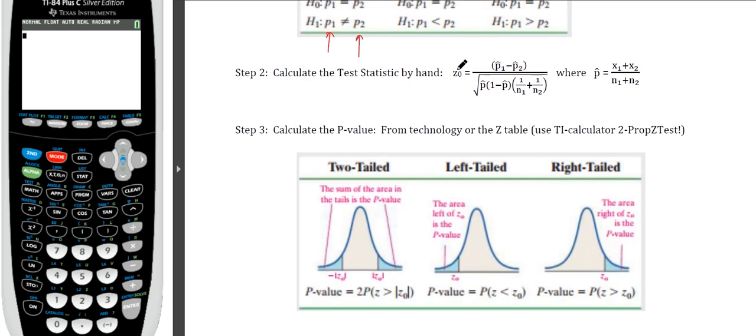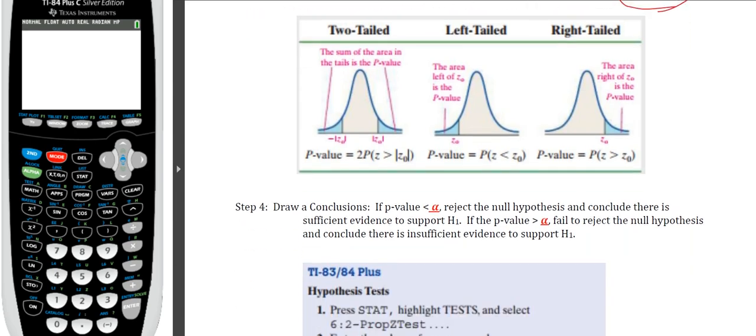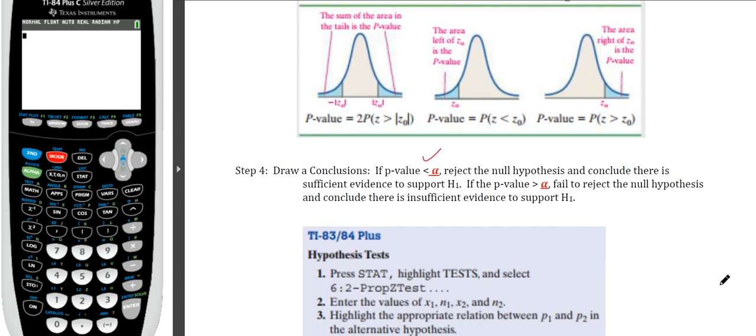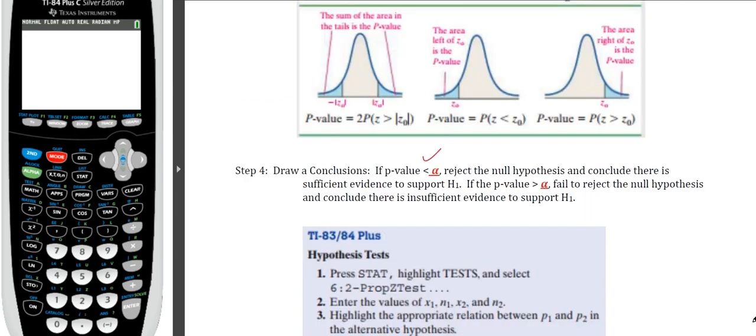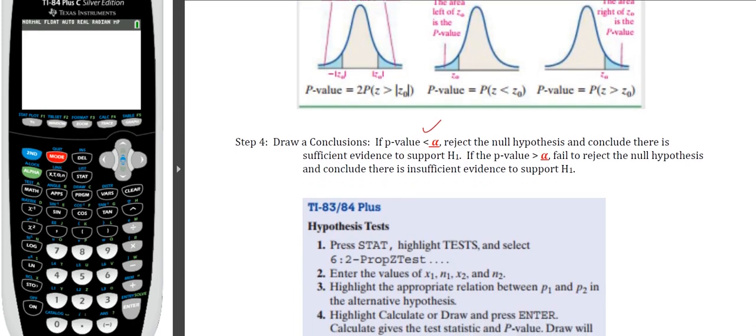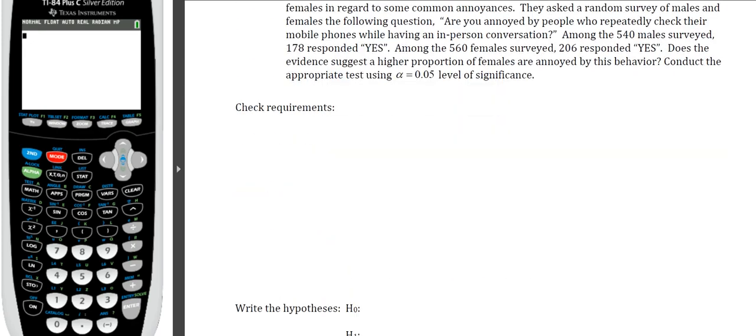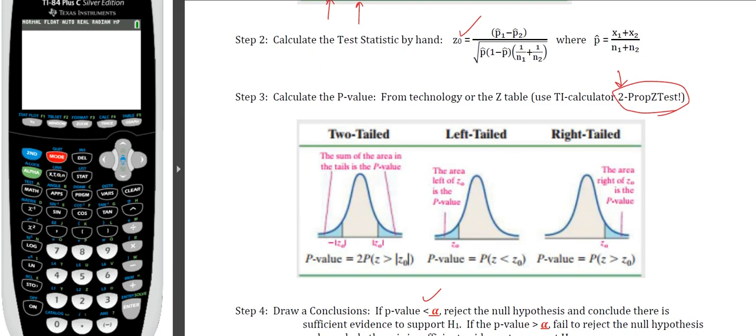Then we'll calculate z sub 0, which we could do by hand or in our calculator, which we're going to use with 2-PropZTest, and get our p-value. Notice that when we did one proportion, we were doing 1-PropZTest for hypothesis testing. Now for two proportions, all that changes is that little number right there, since we're doing two proportions. Otherwise, the process is going to be the same. We still compare to alpha. If it is less than alpha, we reject. If it is greater than alpha, we fail to reject. So we still have the same overall conclusions. All right, a couple examples of this then.